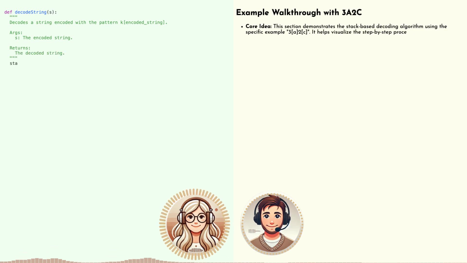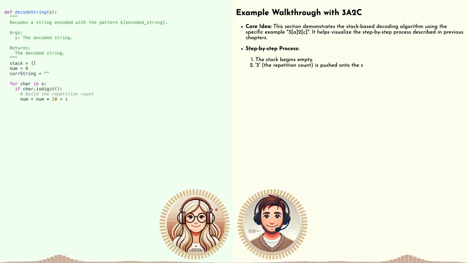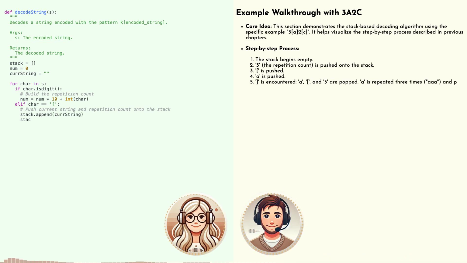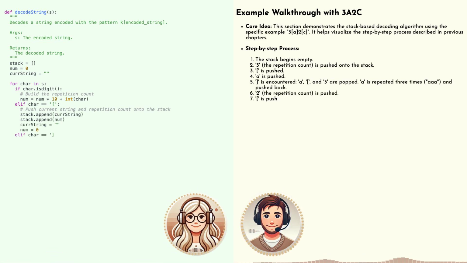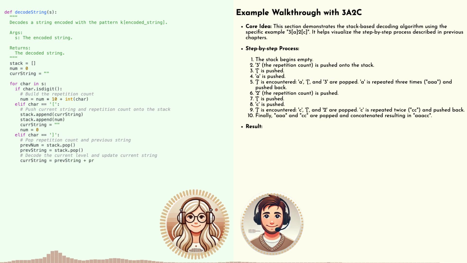Yeah, let's use our string from earlier, the 3[A2[C]]. Okay. We can walk through that step by step and see how the stack helps us decode it. All right, so starting with an empty stack, and the first character is a 3. So we push that onto the stack. Exactly. Now what happens next?